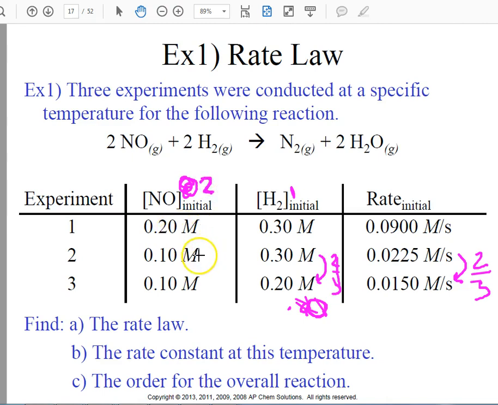Because the NO was halved while the rate was divided by 4. On the H2, it was 2/3 of the original, and the rate was also 2/3. So those are the same. That's a direct effect, first order. So now we could write our rate law. Let's look at how they do that on the next slide.